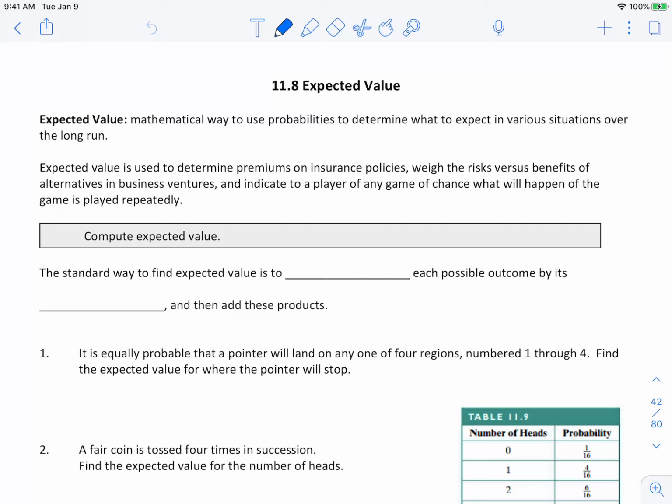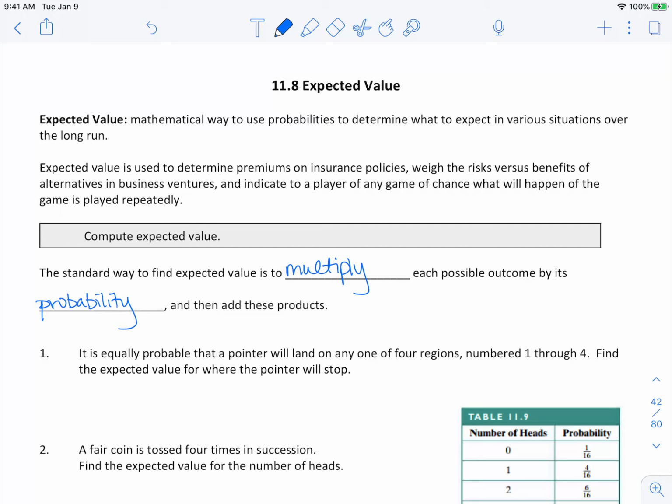The standard way to find expected value is to multiply each possible outcome by its probability and then add these products.